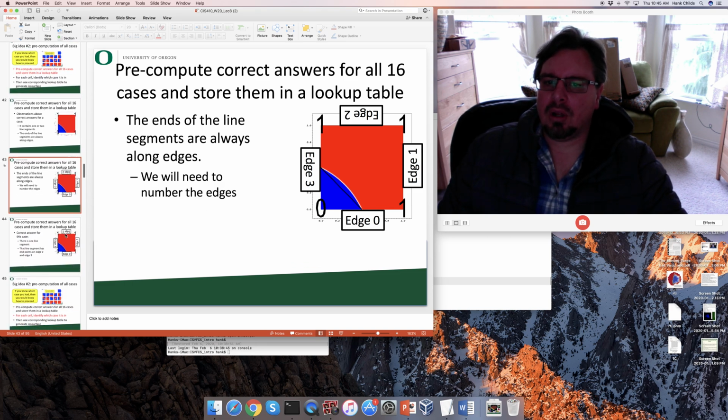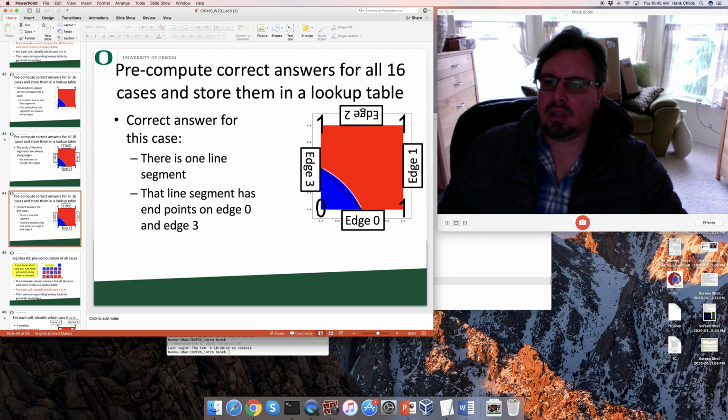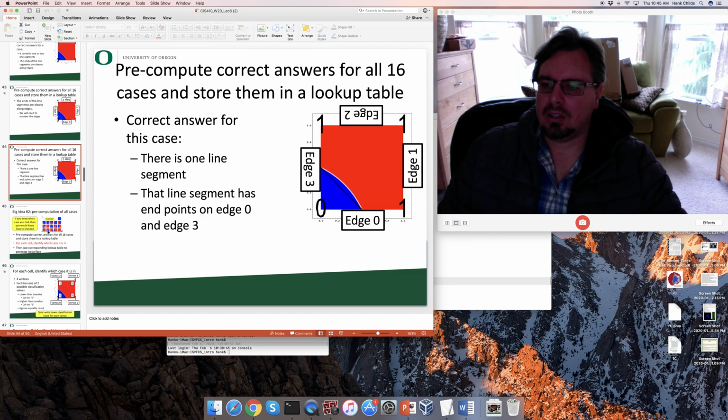And then this was going to allow us to represent one of our cases. So here's case 14, and with case 14 in our lookup table, we'd say the first line segment has two endpoints, and the endpoints are on two edges, edge 0 and edge 3, and so we would store 0 and 3. And we do that for each of the cases, and we'd store it in this lookup table. So, the correct answer for this case: there's one line segment. The line segment has endpoints on edge 0 and edge 3.